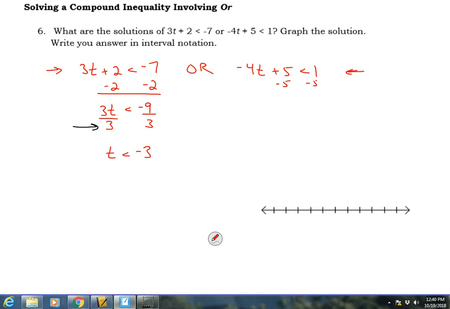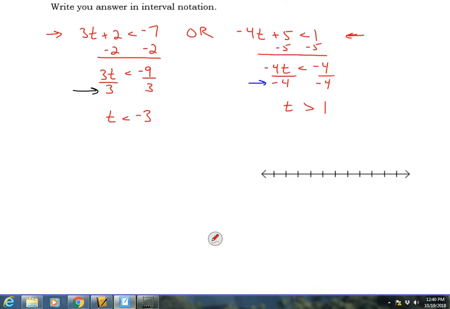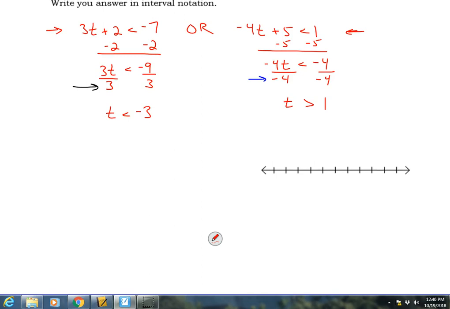I'm going to subtract 5 on both sides, and I get negative 4t is less than negative 4. I'm going to divide both sides by negative 4, and because I am dividing by a negative this time, I'm going to flip the inequality sign. Now, I have two separate inequalities that I'm going to graph on a number line. The first one is saying that t is less than negative 3. So I'm going to put negative 3 on my number line with an open circle shaded left because I'm going to shade all the numbers that are less than negative 3.